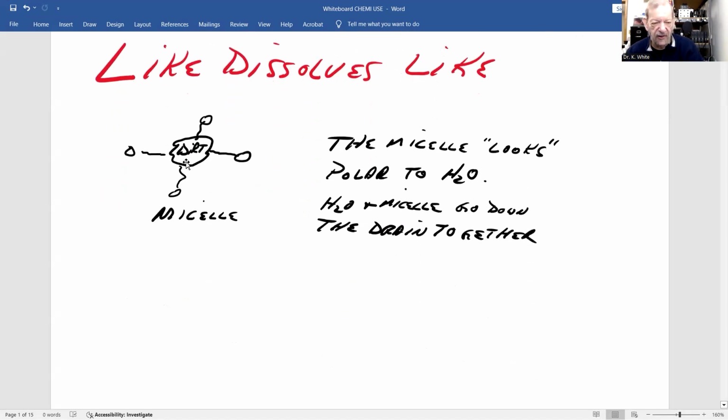And here we have a dirt particle. And when you use soap and water, the soap forms a micelle, which is the dirt in the center, surrounded by the soap, with the tails going to the dirt and the head on the outside. And now the micelle looks polar to water. And because like dissolves like, the water says to the micelle, I'm polar, you're polar, let's go down the drain together. And they do. And that's how you get clean. Your hands, your clothes, your dishes, whatever you use soap to clean.